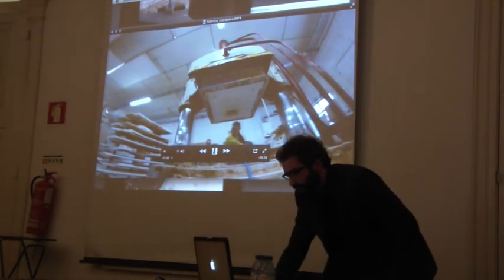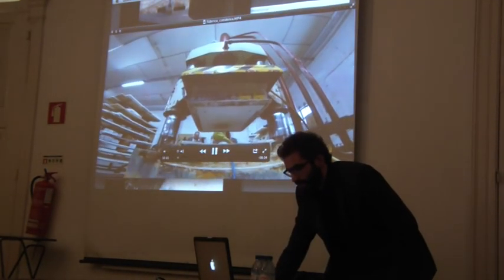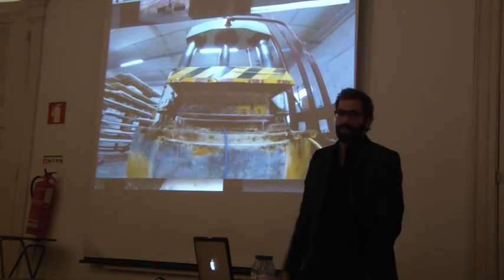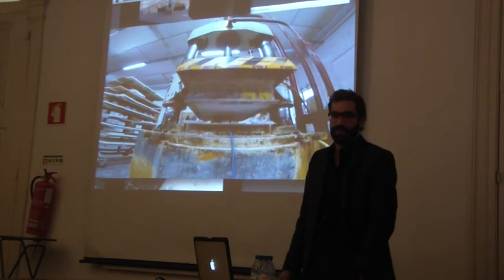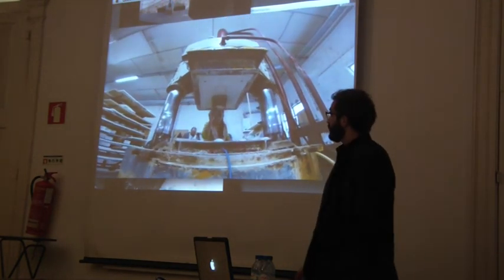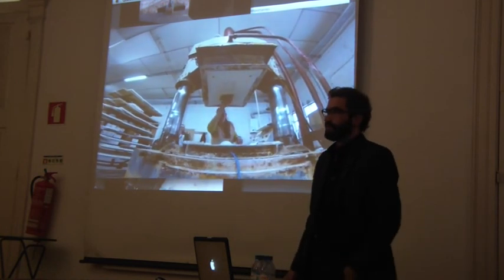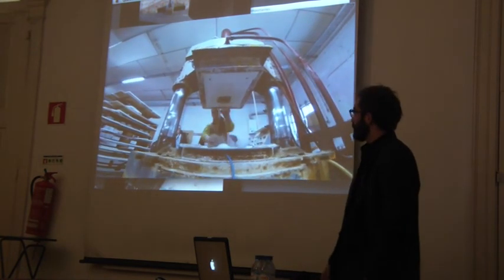This is the industrial way, so it works by press. It's good to make 1,000 pieces in one afternoon, but always the same piece. The digital way gives you the opportunity to develop all the pieces completely different, and easier.